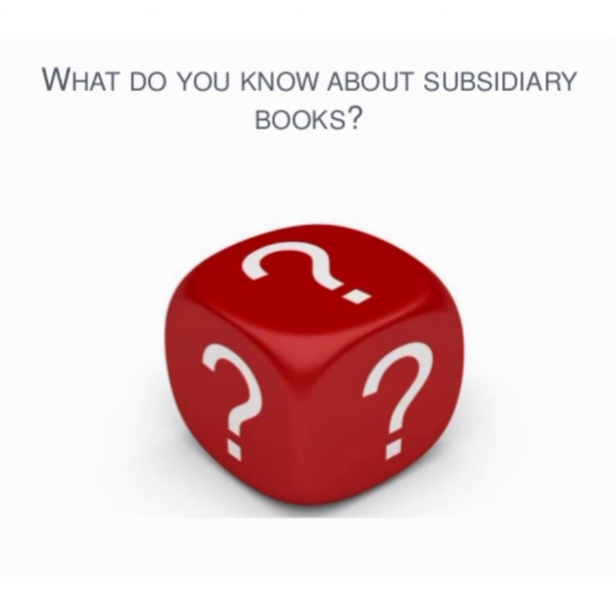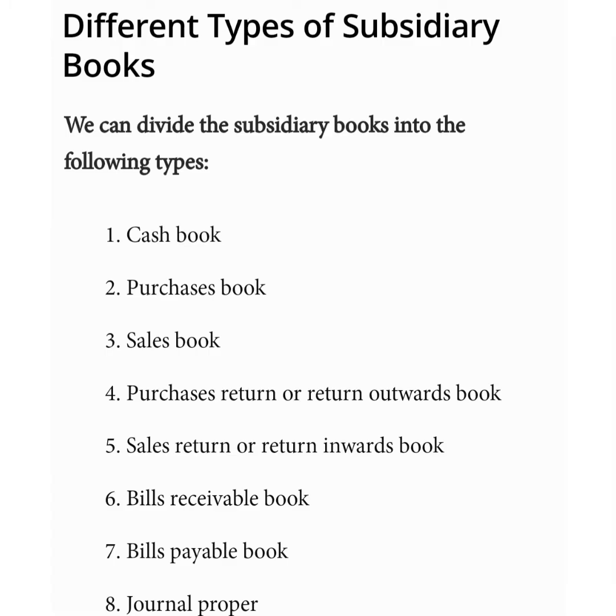The special journals prove economical and make division of labor possible in accounting work. The important types of subsidiary books are cash book, purchase book, sales book, purchase return book or return outward book, sales return or return inward book, bills receivable book, bills payable book, and journal proper. These are the different types of subsidiary books.